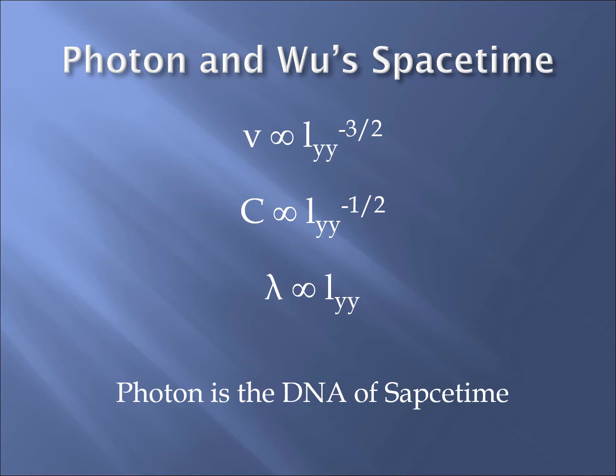For a photon, nu is proportional to LYY^(-3/2), C is proportional to LYY^(-1/2), and lambda is proportional to LYY. A photon can be considered as a marker of the spacetime of the light source. The photon frequency, light speed, and wavelength carry the information of LYY and TYY of the spacetime of the light source fed into the universe. In other words, the photon bears the DNA of the light source.